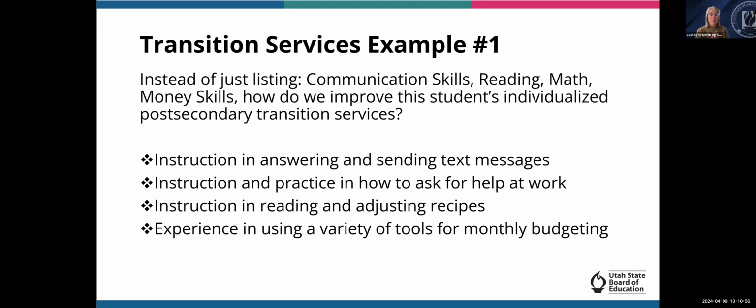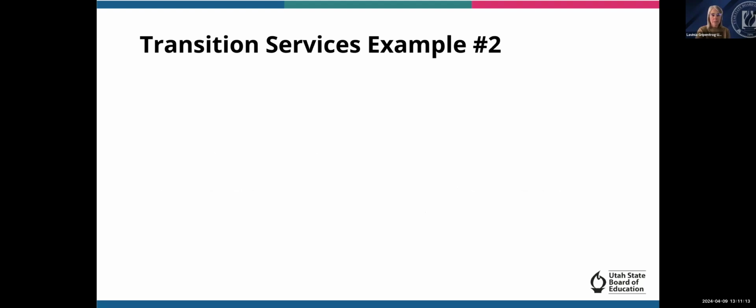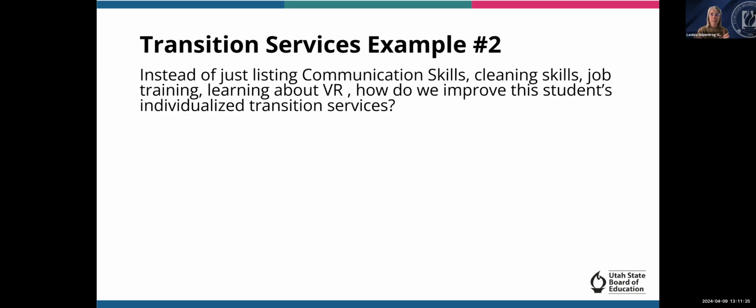because we knew how important that was going to be in his baking job. Here's another example, experience in using a variety of tools for monthly budgeting. So it says above money skills, but maybe it's very much online banking is what the student needs, for example, or how to use a debit card. So trying to make those transition services targeted, individualized, based on assessment information. And if somebody were to pick up the IEP, they would know what the service is, right? The way that these are written, I have no idea.